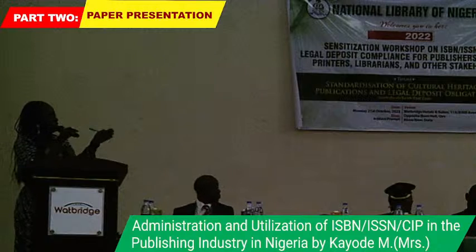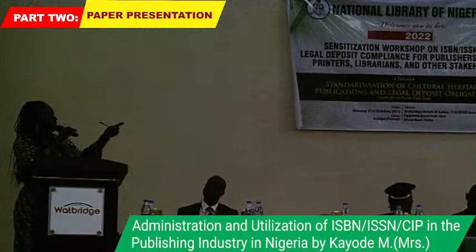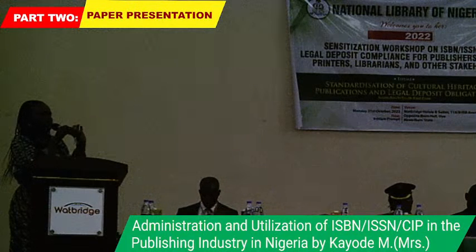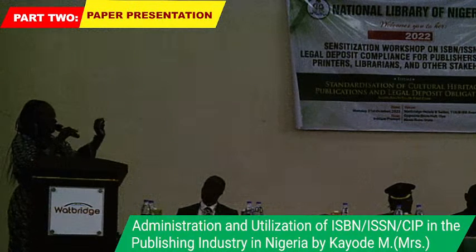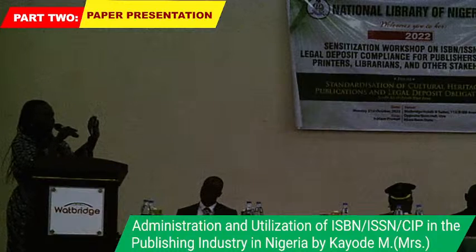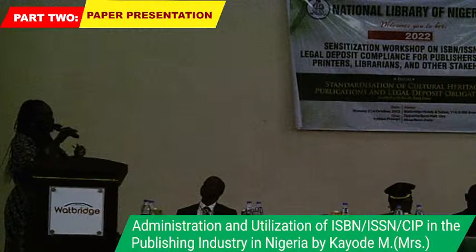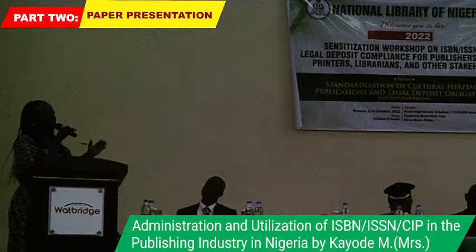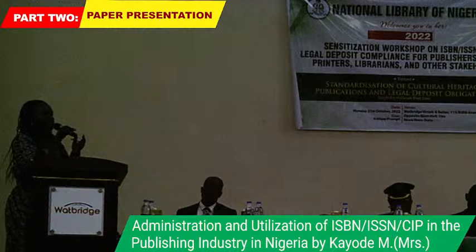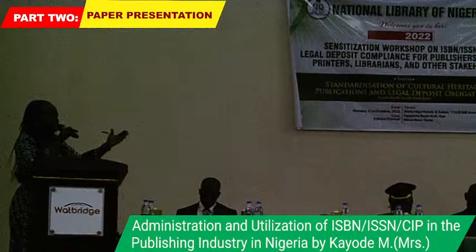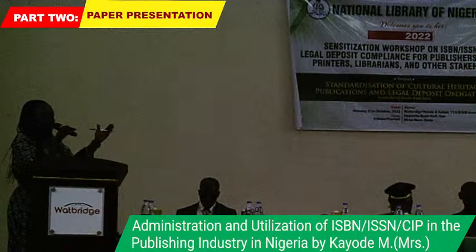Then we have the single ISBN. It's the same thing as the block of 1,000, but this block of 1,000 is given to a particular publisher, a big-time publisher. For example, the University of Ibadan Press usually collects the block of 1,000 because they have access to publish all these books for their clients. So they are able to meet up with the 1,000 titles before we give it to them.